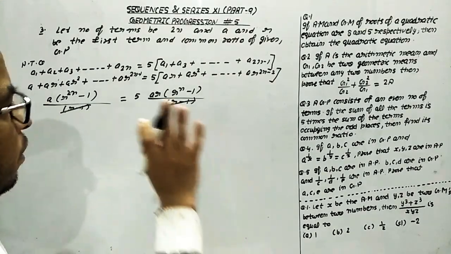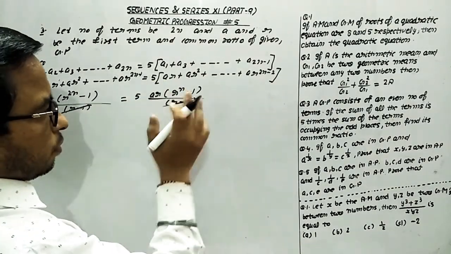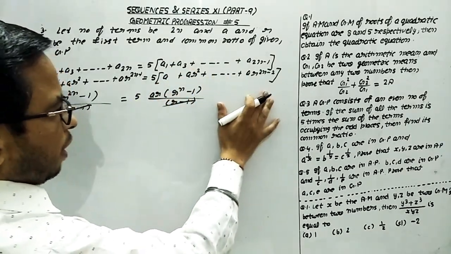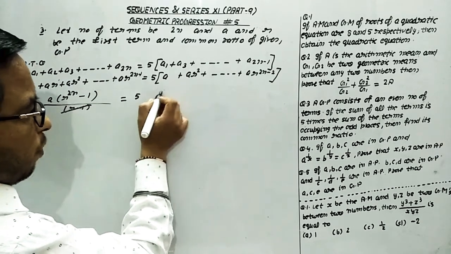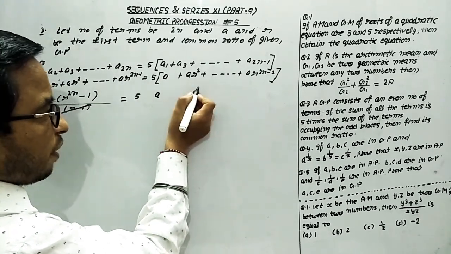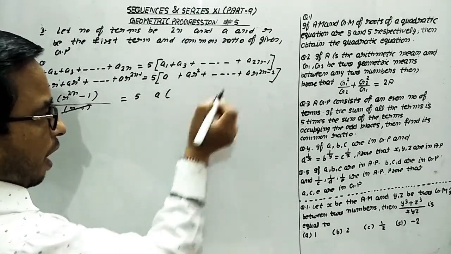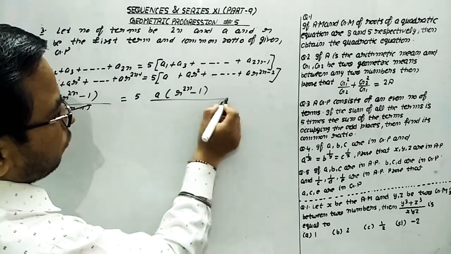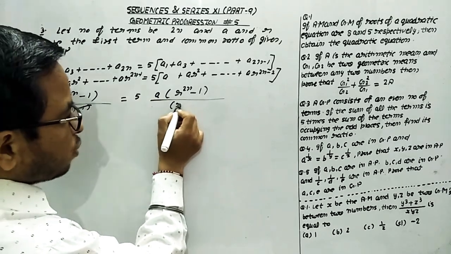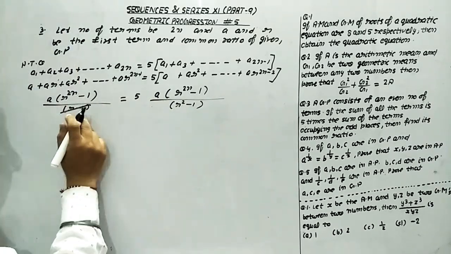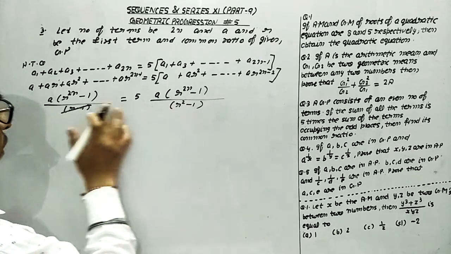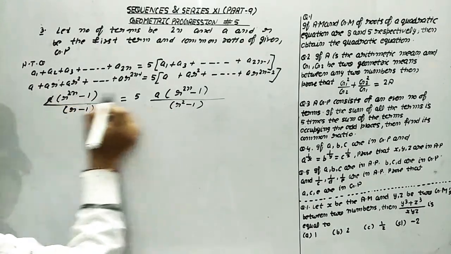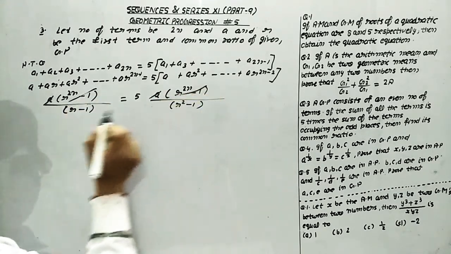Now look at this thing. In this part we have to do a little correction. A1 means A, A2 means AR square. So what does this become? In this part the first term is A and the common ratio is R square. It means A times R square raised to power n minus 1 upon R square minus 1, so R minus 1 and later on we will do the cancellation. Now A cancels out.